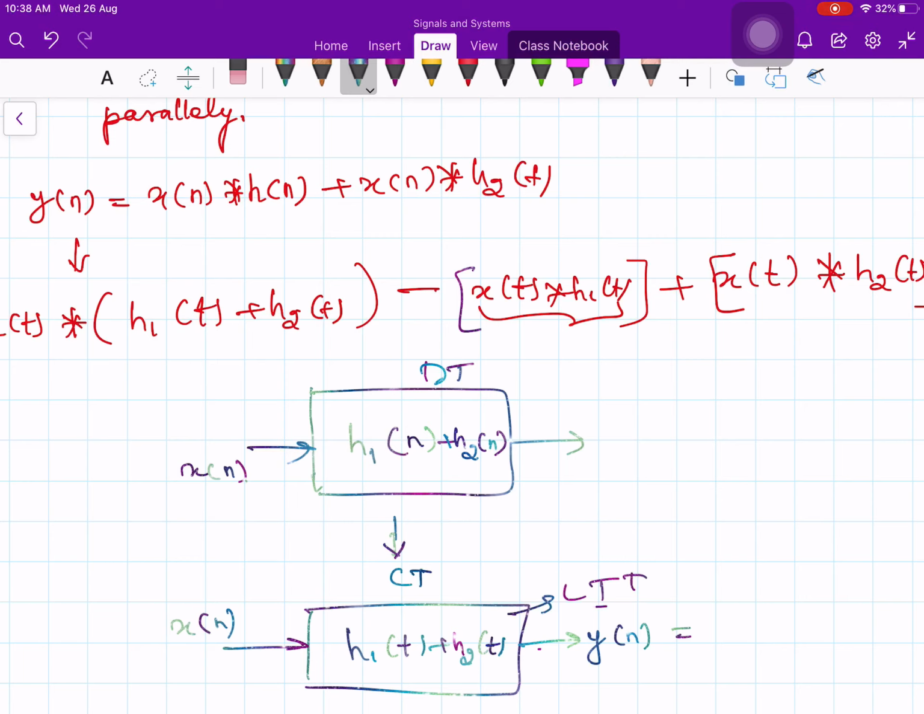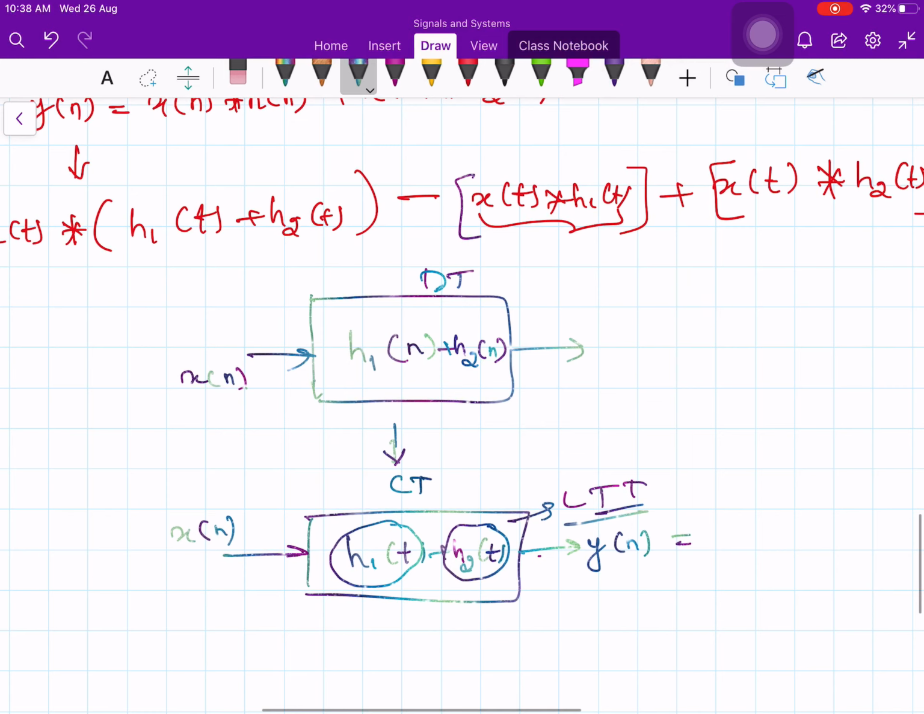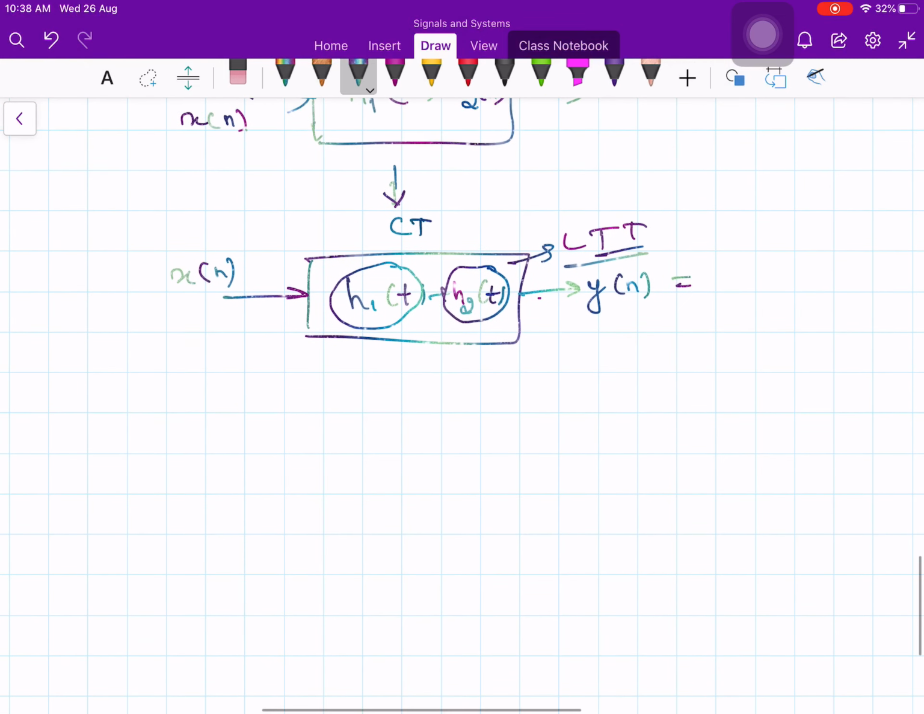Okay, so therefore LTI systems can be replaced by a single LTI system whose unit impulse response is the sum of the individual unit impulse responses. So this is the individual unit impulse response of system 1 and this is the individual unit impulse response of system 2. And the next property is associative property.